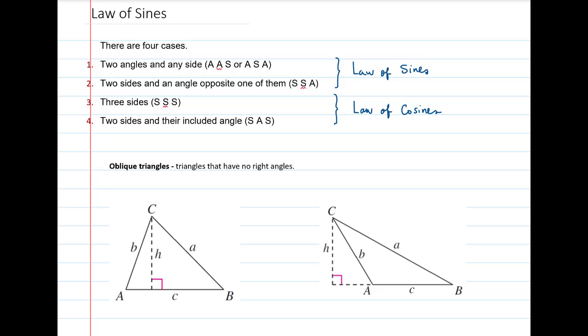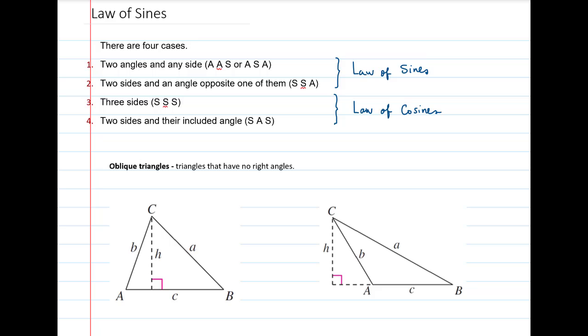We're going to have two types, acute and obtuse, as you see in these two pictures here, right? Acute just means that all the angles are less than 90 degrees. Obtuse is that you're going to have one angle that is more than 90 degrees, right? As you can see it on the angle A here.